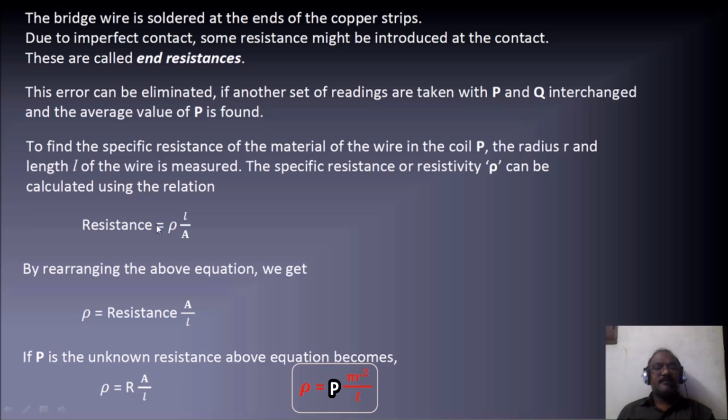a formula: resistance equals resistivity into length by area of cross section. So if you want the resistivity, we rewrite the term as resistivity equals resistance into A by L. P is the unknown resistance. In the above equation, you can calculate the resistivity by knowing the dimensions, area of cross section and length. We can calculate the resistivity of the material by using this meter bridge setup.